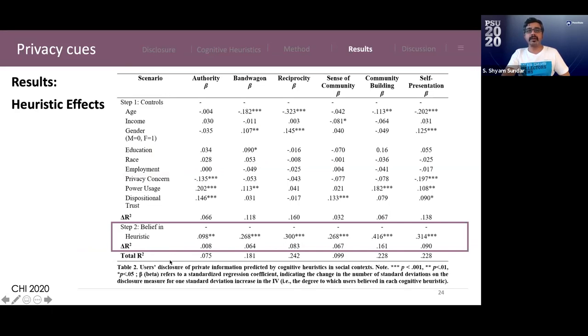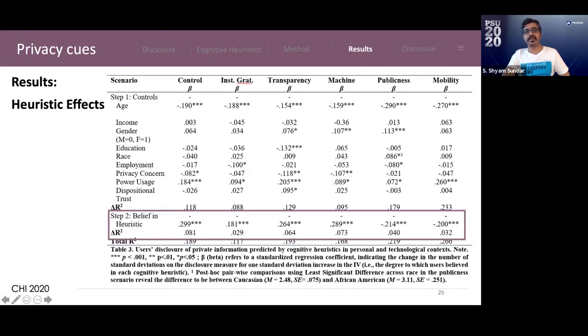Belief in authority heuristic positively predicted disclosure in the authority scenario after controlling for demographics and other individual differences. This was true in all 6 scenarios pertaining to social contexts. In fact, this effect was significant in all 12 scenarios, thus supporting our main hypothesis. It was even true in the case of 2 heuristics that were negative in nature. Publicness is the rule of thumb which says that it is not secure to manage personal business in public. Mobility heuristic is the rule of thumb that mobile devices are inherently unsafe for protecting one's privacy. And as you can see on the far right side of the regression output, they both negatively predict information disclosure.